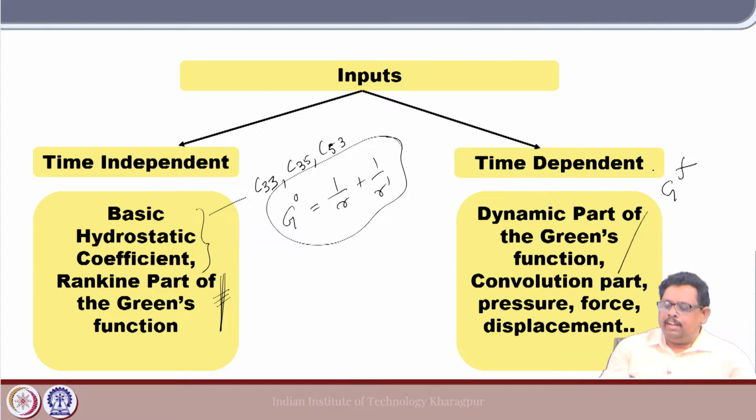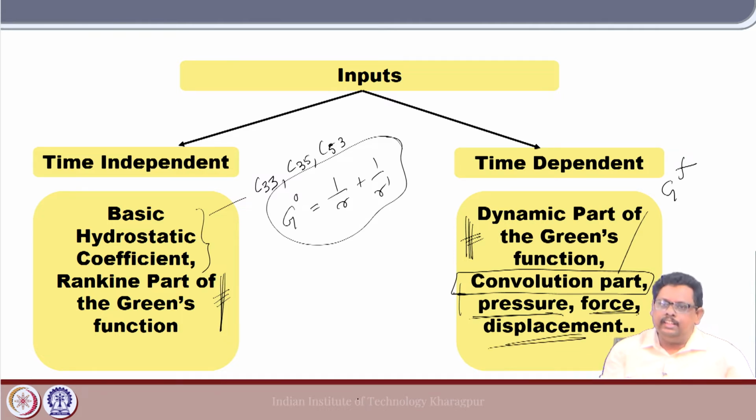So, this dynamic part of the Green's function we need to evaluate, and actually we have to get that convolution term. So, what is the convolution term? This is one of the critical or complex things in this code, and also we have to find out the pressure, the forces, the displacement, the velocity. So, this is the main thing, right.